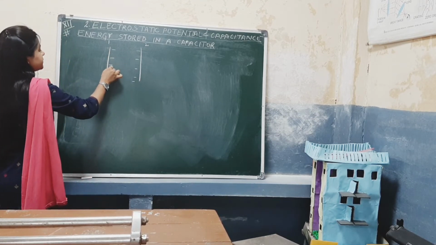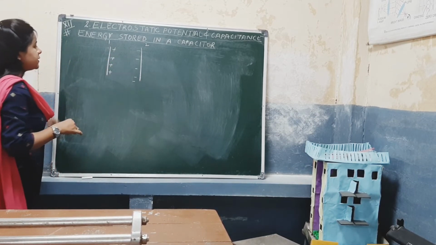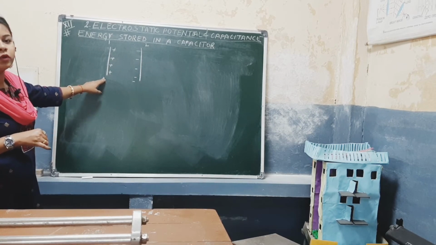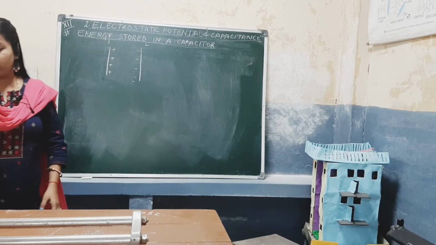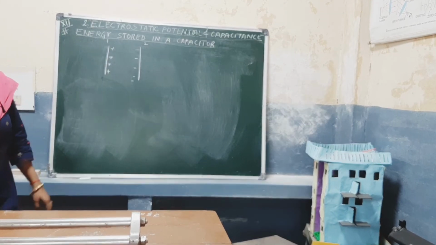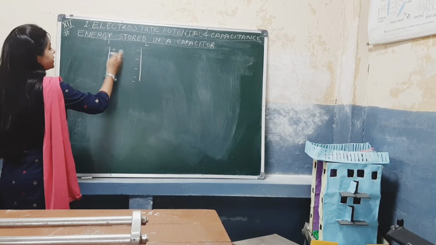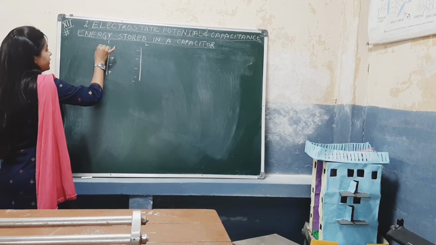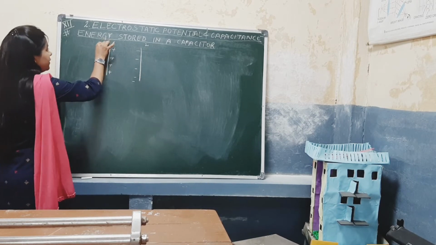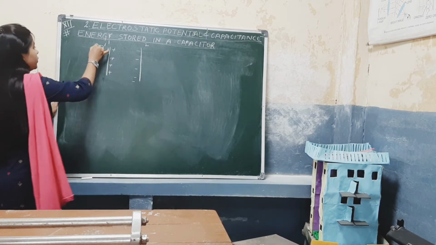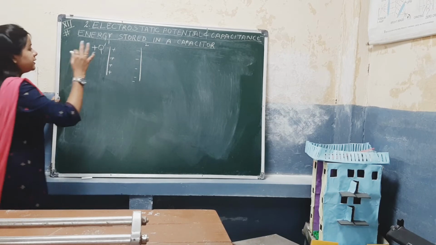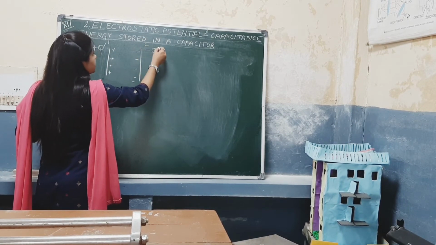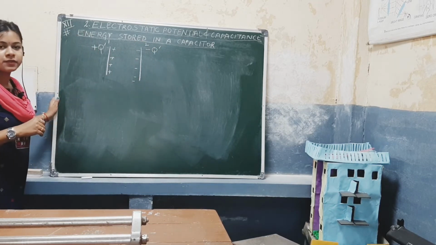Now what happens when charge is transferred from one plate to another? What will be the potential on the plates? So let's discuss it. At a certain instant when charge is transferring from plate 2 to plate 1, the charge on plate 1 comes out to be plus Q dash, and at that instant the charge on plate 2 comes out to be minus Q dash.